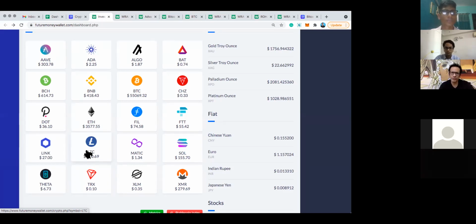Litecoin is one of the earliest cryptos that came out, forked from Bitcoin, and it is quite popular for normal transactions. Matic, I'm sure you guys have heard of. It's an Indian project. In fact, I would say the most successful Indian project.